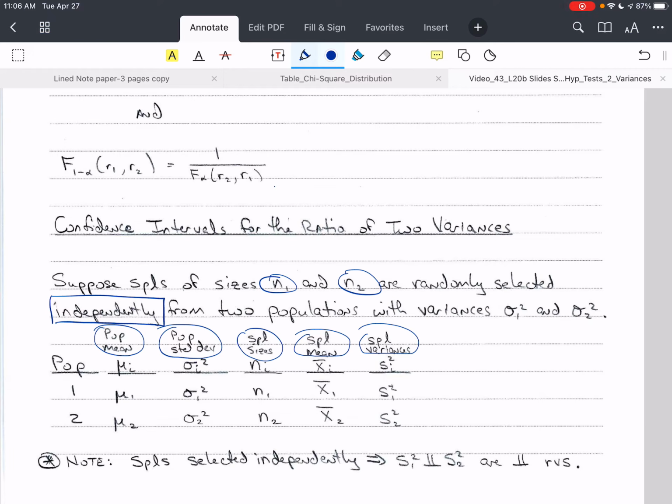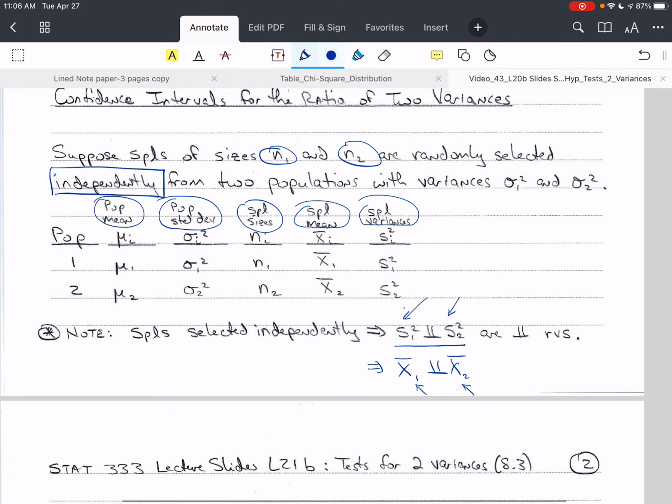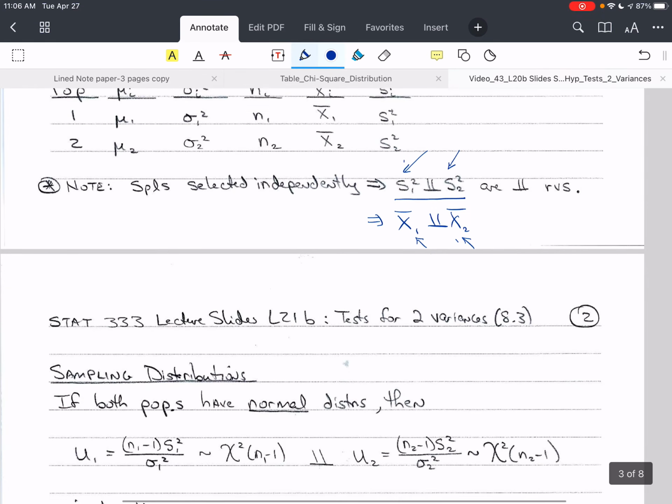Again, samples selected independently imply that S1 squared is independent of S2 squared, and it also implies that X bar 1 is independent of X bar 2. So remember that each of these is also a random variable. Their distributions are called the sampling distribution of the variance or the sampling distribution of the mean for the X bars. And so let's talk about that.